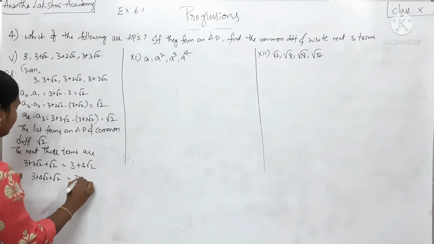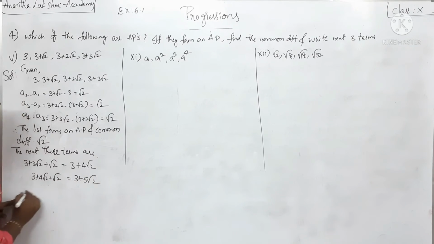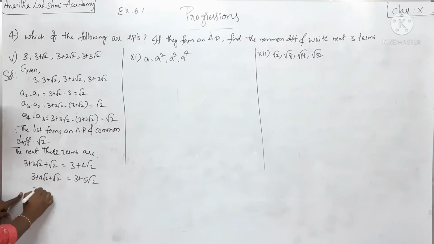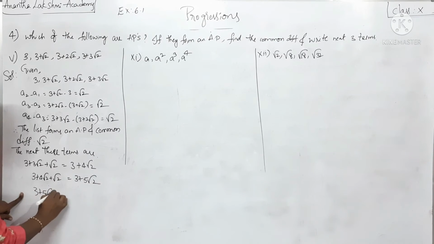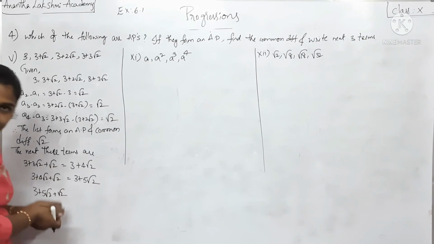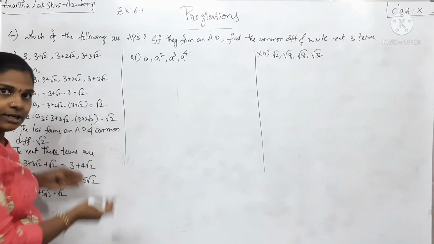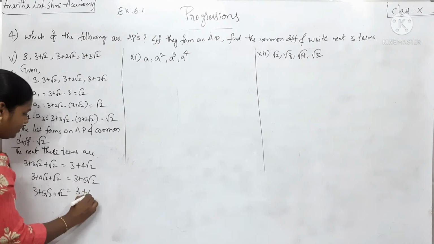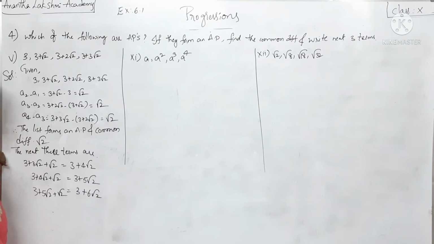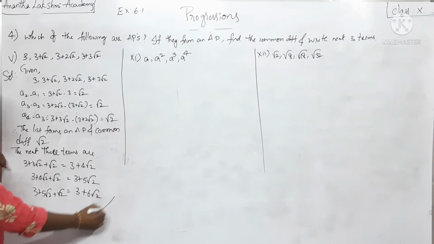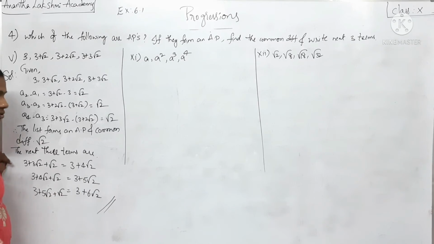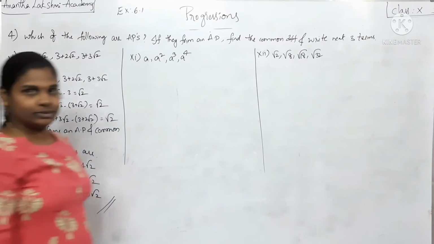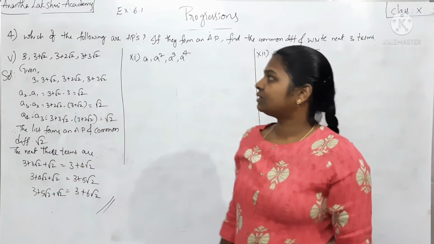That is 3 plus 5 root 2. And again for this we need to add the root 2, because this is the fixed number which needs to be added to the earlier term in order to get the next term. This is nothing but 3 plus 5 root 2 plus 6 root 2 is, root 2 is 6 root 2. These are the next three terms. Okay, that is about fifth bit.